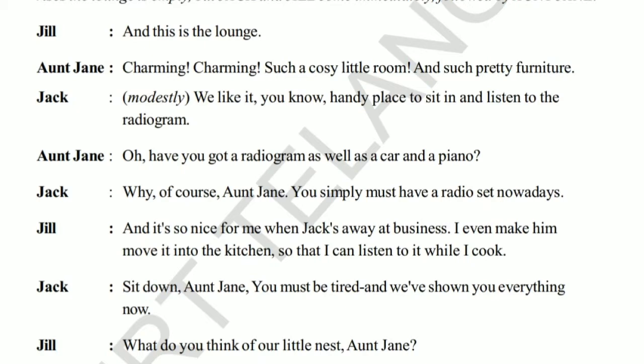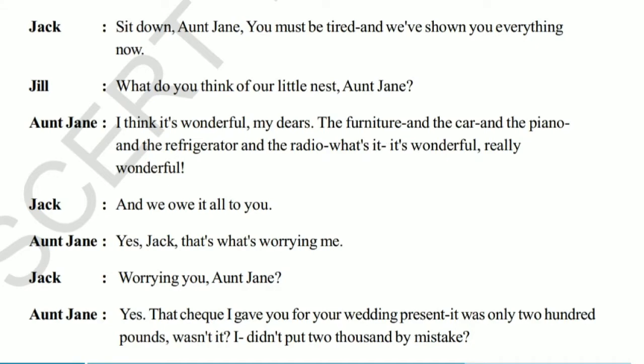Jack: Sit down, Aunt Jane. You must be tired, and we have shown you everything now. What do you think of our little place, Aunt Jane? Aunt Jane: I think it's wonderful, my dears. The furniture and the car and the piano and the refrigerator and the radio. Jack: It's wonderful, really wonderful, and we owe it all to you. Aunt Jane: Yes, Jack, that's what's worrying me. Jack: Worrying you? Aunt Jane: Yes, that check I gave you for your wedding present, it was only £200, wasn't it? Or did I put 2000 by mistake?